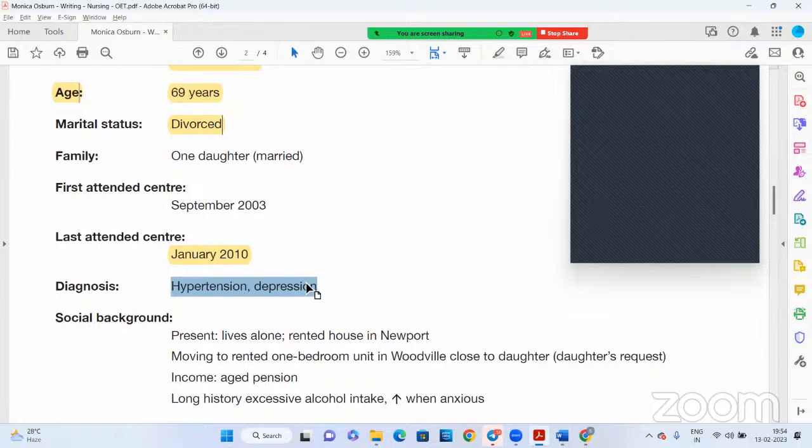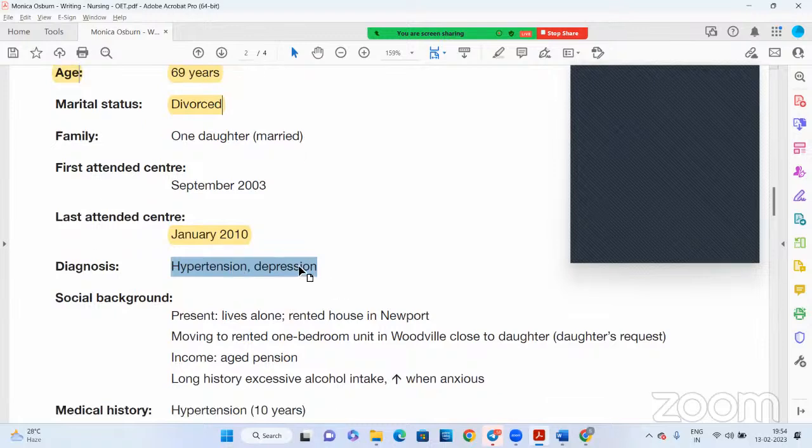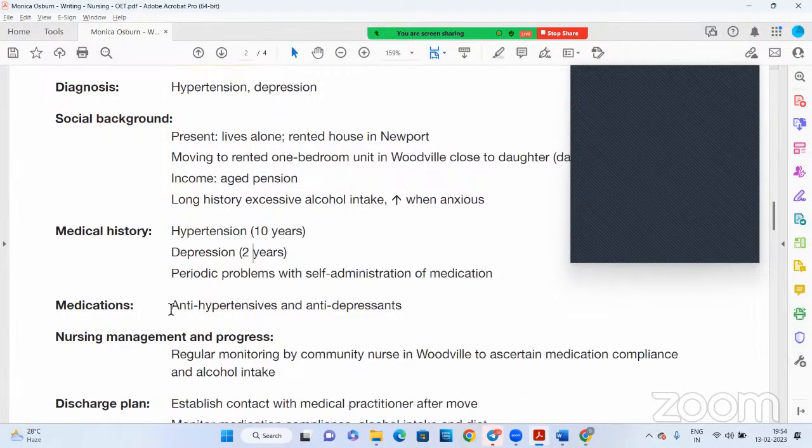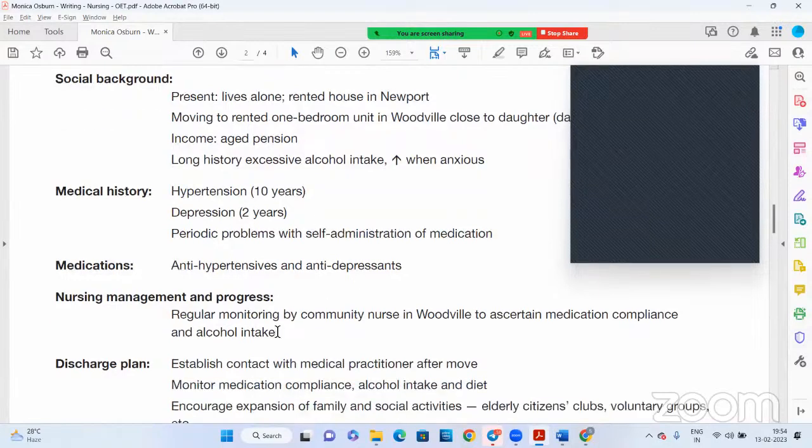Diagnosed with hypertension and depression. So we are treating her now for the last many years. How many years? So 2003 to 2010. Diagnosed when hypertension is 10 years and depression is 2 years. Recently started depression. So try to understand. And these are the medications. Now, here, regularly monitored by community nurse in Woodville. Now she's moving to Woodville. Right.